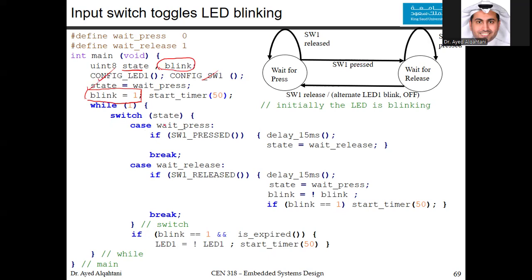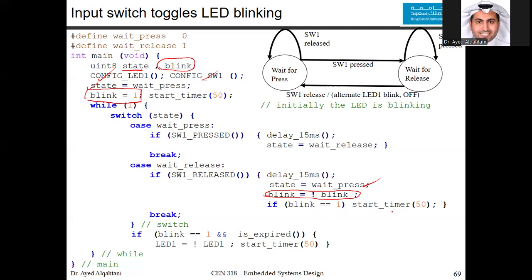If there was a press, then you delay 15 milliseconds for debouncing, and then change the state. If you release, this means that you pressed and released, you wait, change the state, and now you do the blinking. Now, the blinking here, blink is equal to 1. Now it will be equal to 0 since you toggle that.